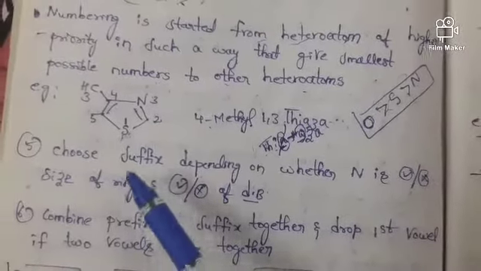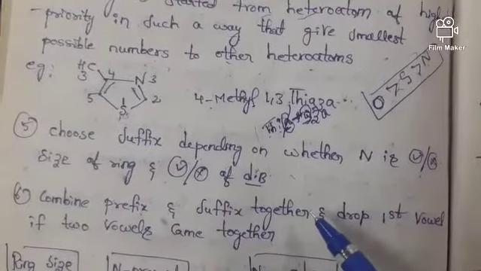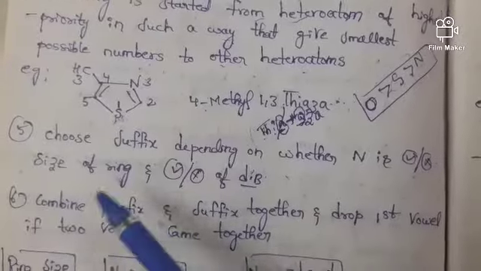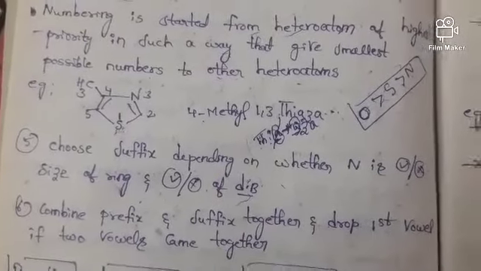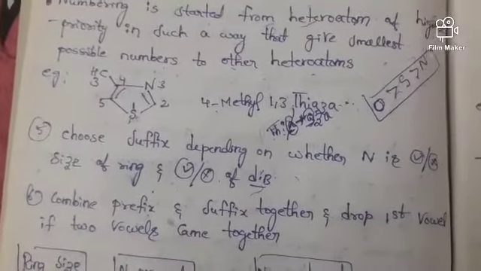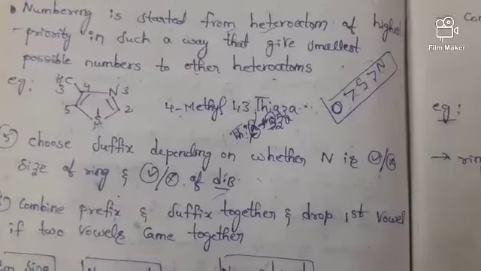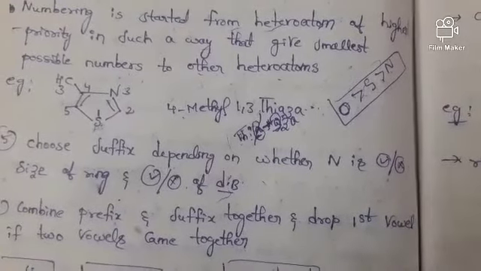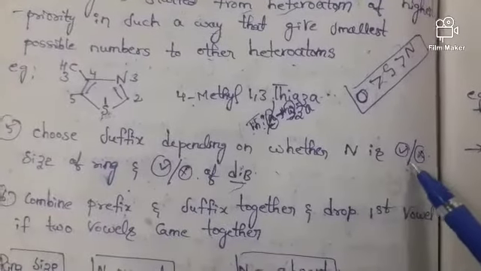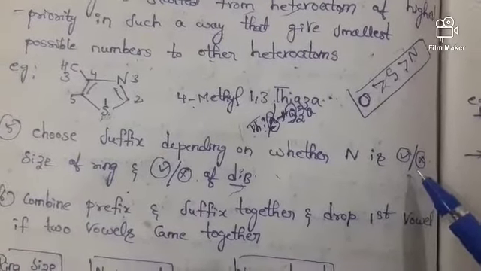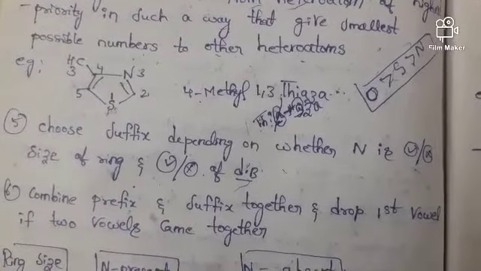Choose the suffix depending on whether nitrogen is present or absent, the size of the ring, and the presence or absence of a double bond. Until now we have discussed mostly the prefixes, so now we are entering into the suffixes. The suffix should be chosen based on whether nitrogen is present or absent, the size of the ring, and the presence or absence of a double bond.